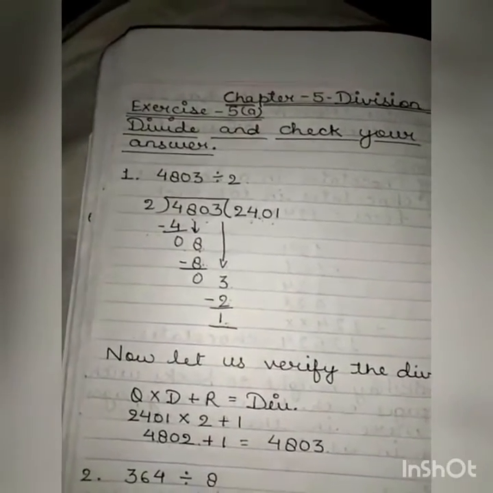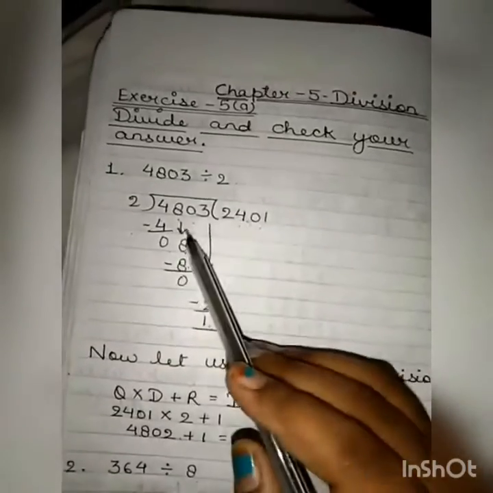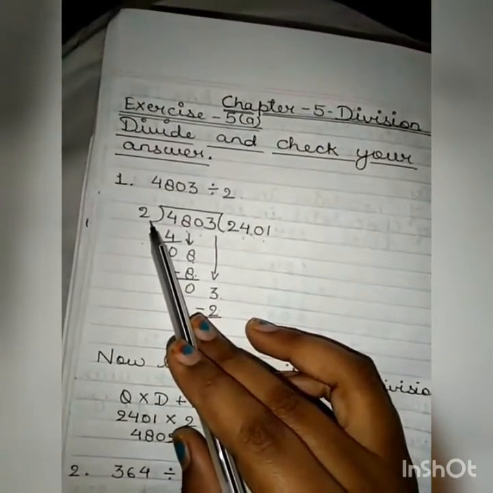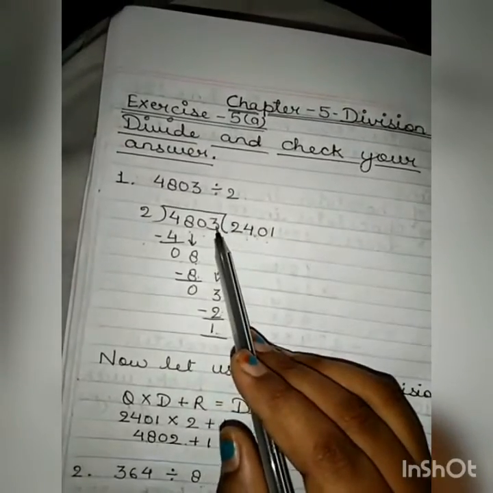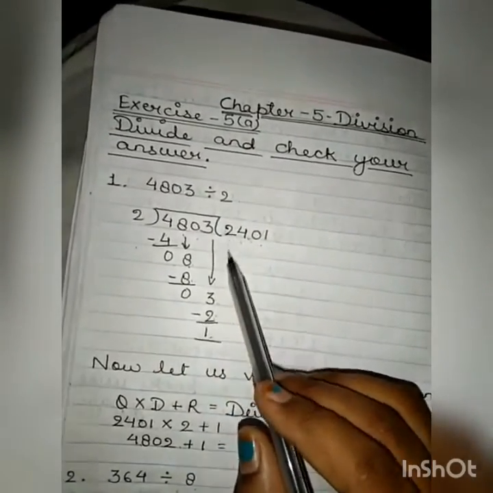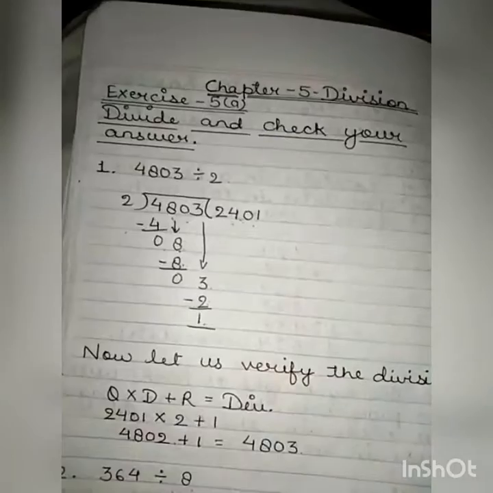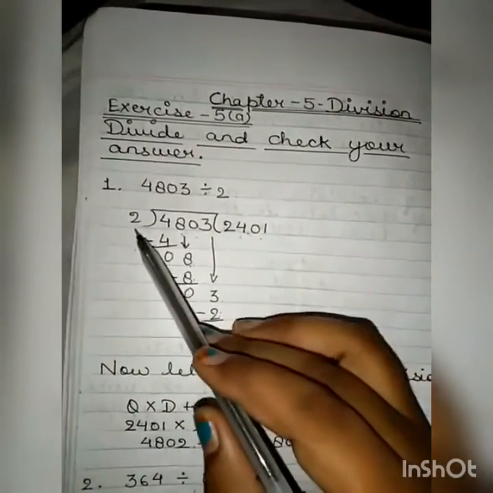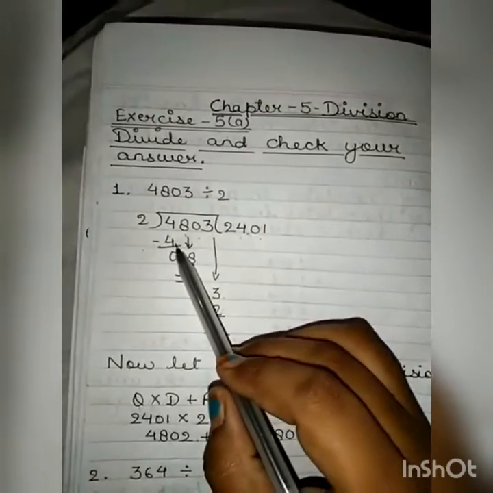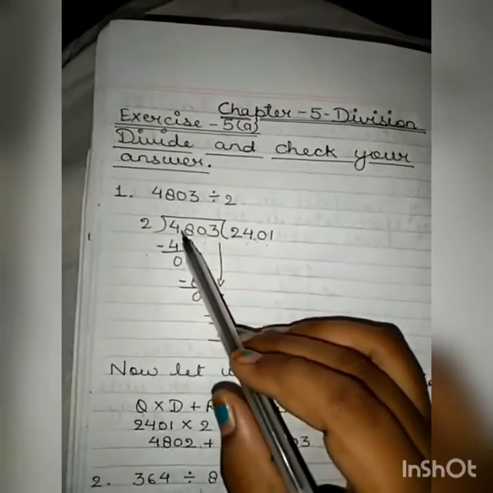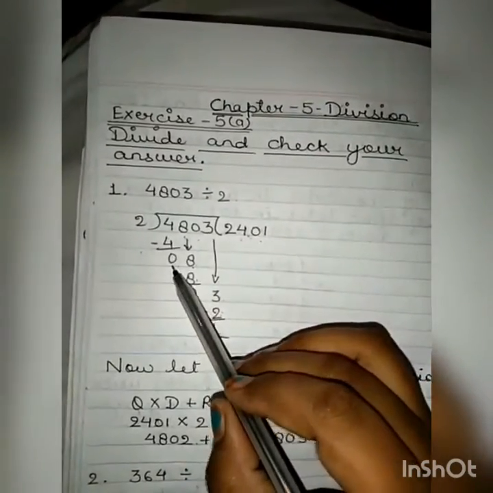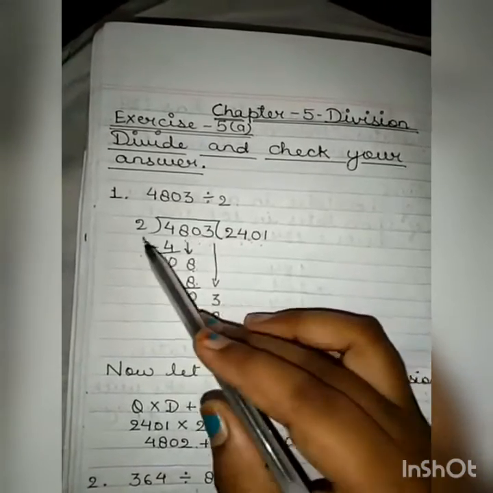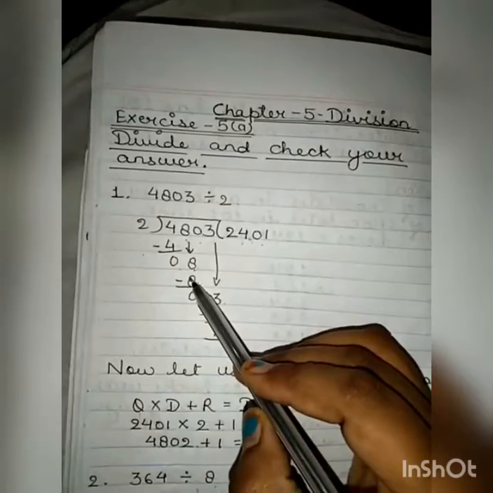4803 divided by 2. Now when 4803 is divided by 2, what is 2? Divisor. 4803 is the dividend, and let's see what will be next. On dividing 4803 by 2, 2 2s are 4. So 4 minus 4 will be 0. Now we will note down the next number, that is 8. 2 4s are 8 will come.